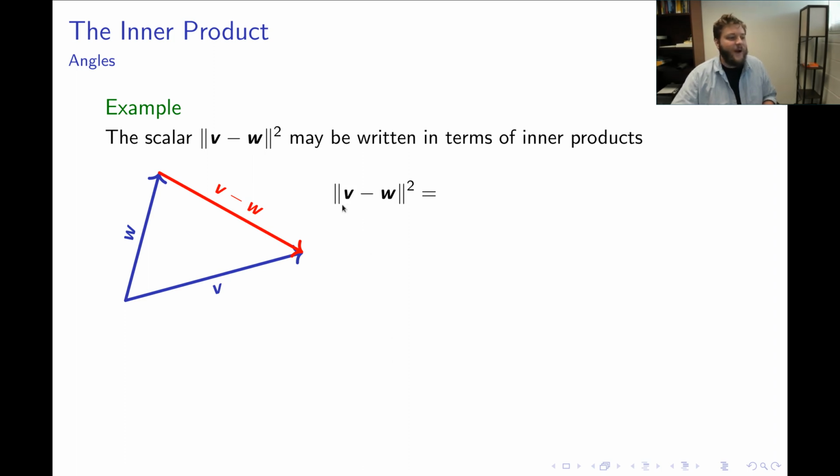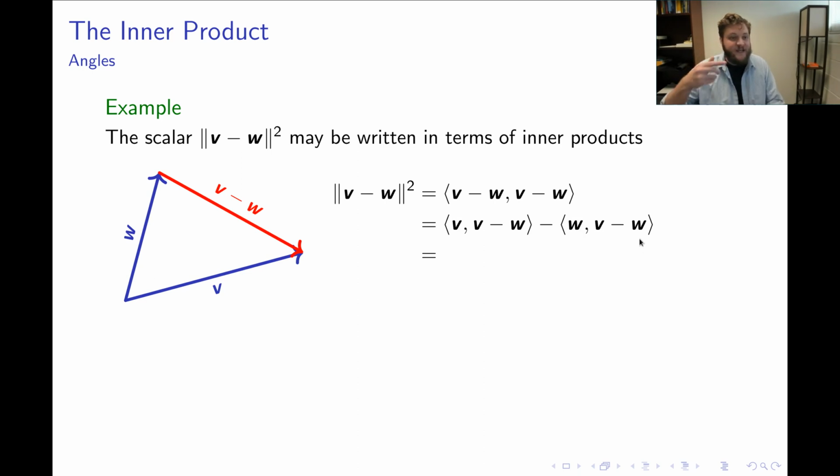Now, if I wanted to, I can calculate the square length of this vector v minus w. The square length of any vector is the inner product of that vector with itself. So what is the square length of v minus w? It's the inner product of v minus w with v minus w. Now, I can take advantage of my linearity properties. If I take advantage of the left linear property, I distribute the inner product over this linear combination, v minus w, on the left. That leaves me with the inner product of v with v minus w, minus the inner product of w with v minus w.